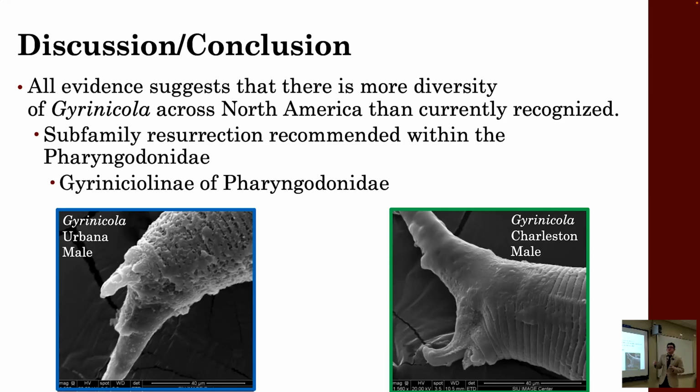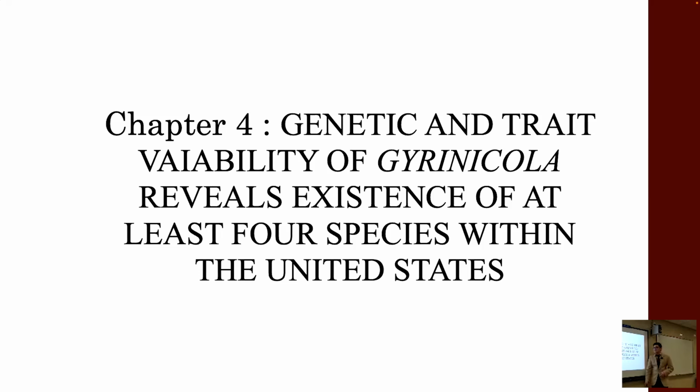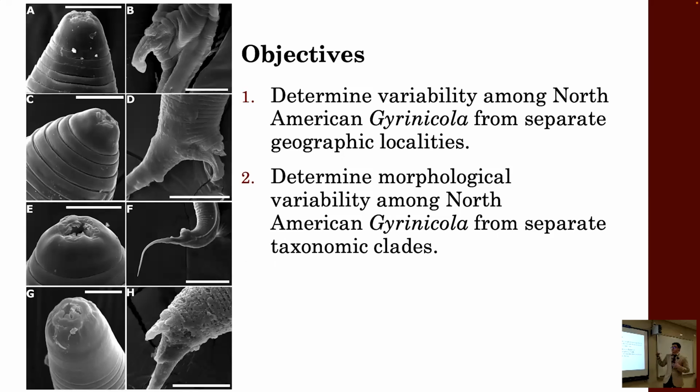And then also, I wanted to look further into these worms because there seemed to be something going on in what we were calling Gyrinicola. There appeared to be more diversity than we would expect. So that led me into this final chapter, which is going to be on the genetic and trait variability of these worms. So in this chapter, I wanted to determine the genetic variability, adding additional nuclear ribosomal loci, as well as mitochondrial data. And then I wanted to see if what we figured out with that mitochondrial and nuclear data was supported by any morphological aspects that were overlooked before because there was no clear DNA evidence for any of these groupings.